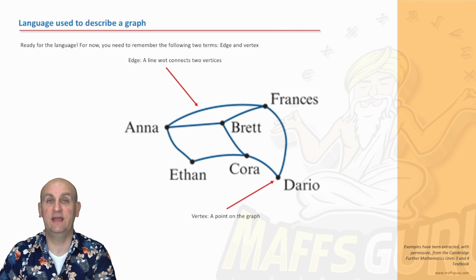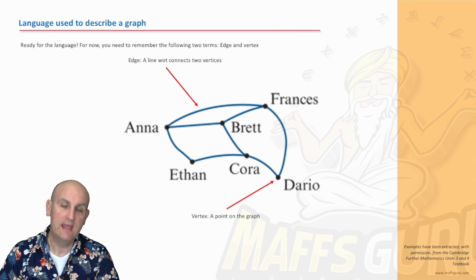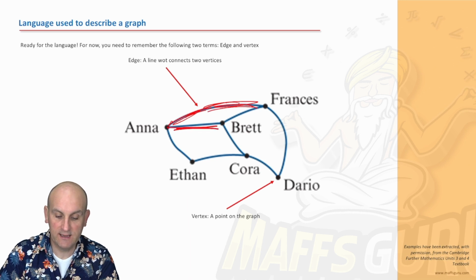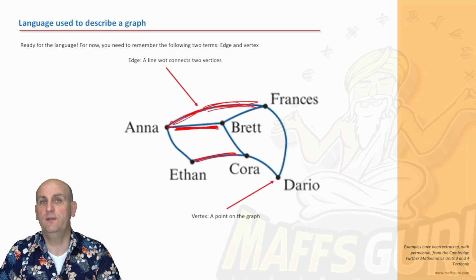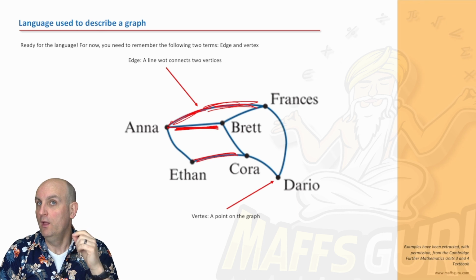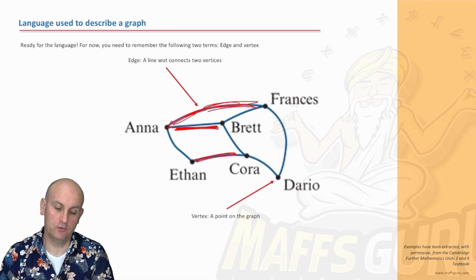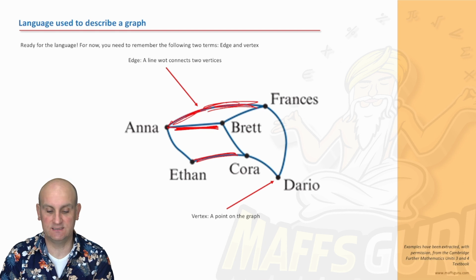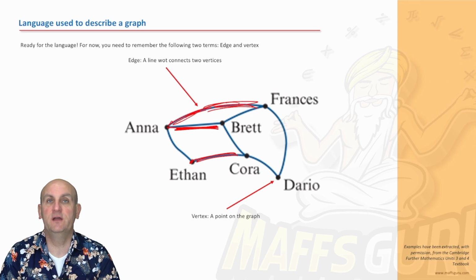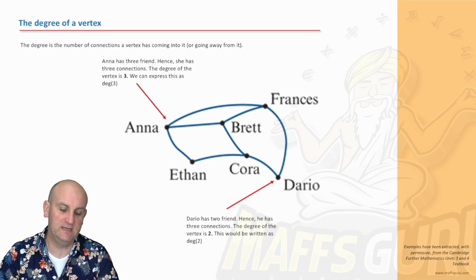Now, as I say, the language gets really, really important, so we must make sure that we use the right language. And here we go. A connection between two people is called an edge. So this line here between Anna and Francis is an edge. This line here is an edge. That line there. So all of those blue lines, which I've now done red over, are all edges. The places, the people, are called vertices or a vertex, yes? So Ethan is a vertex, and Dario is a vertex, and Francis is a vertex, and so if we start using that language, we're going to smash it.